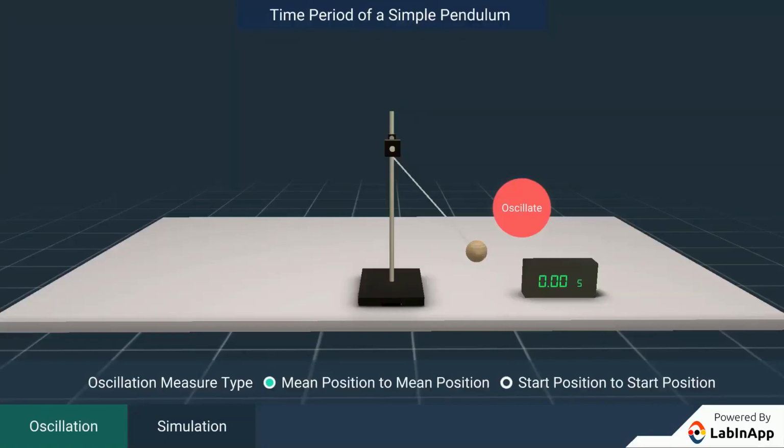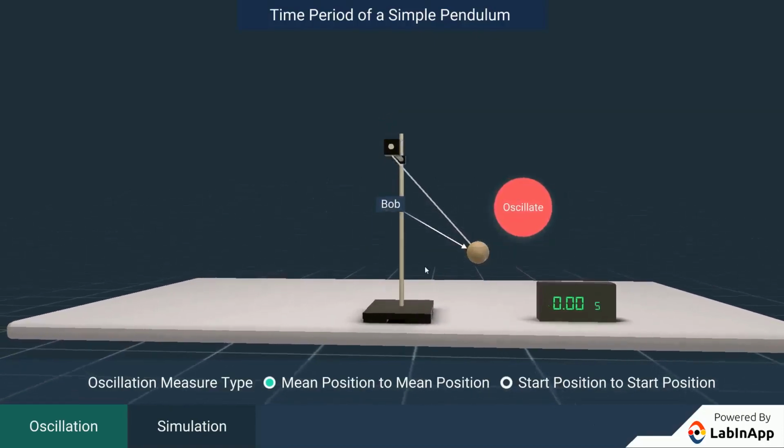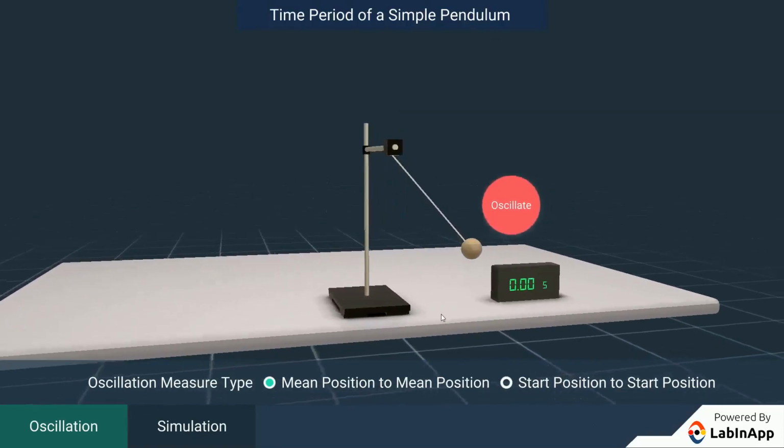A simple pendulum is used to measure the time. Let us study this through an activity. A simple pendulum consists of a ball or a bob which is suspended from a rigid stand by a thread.